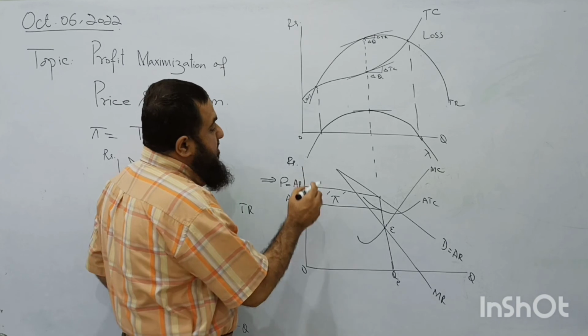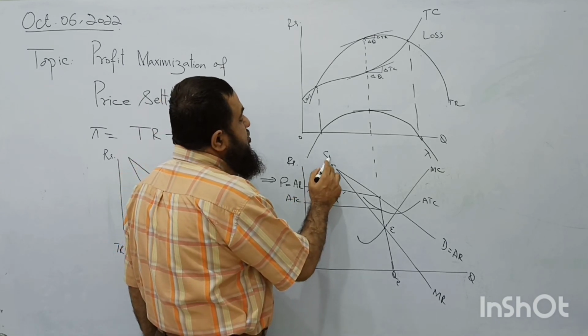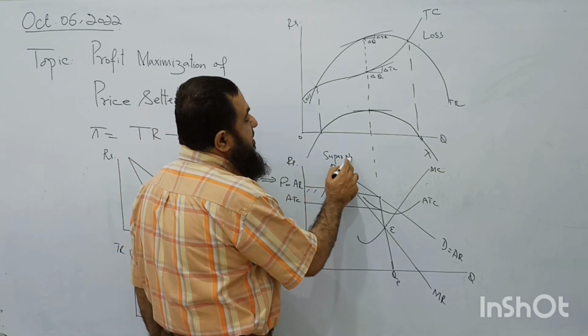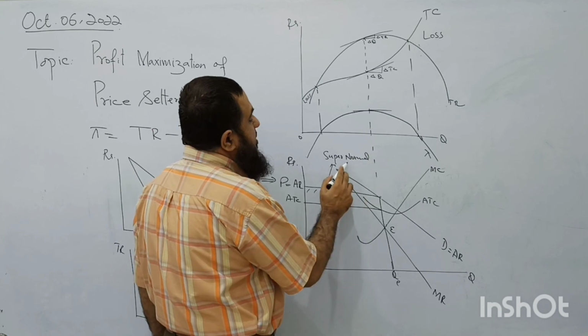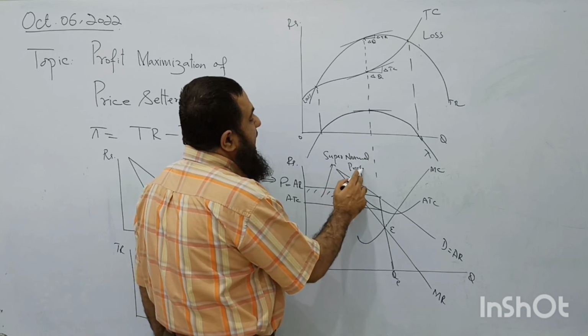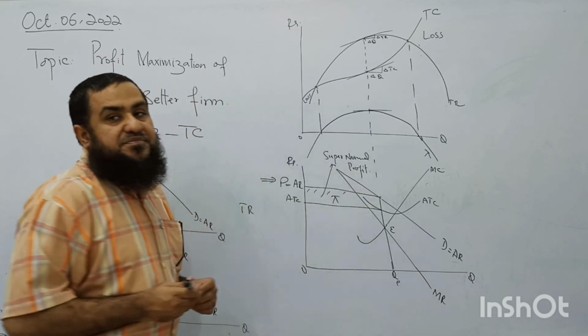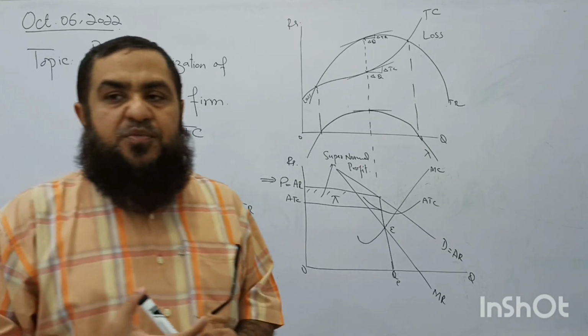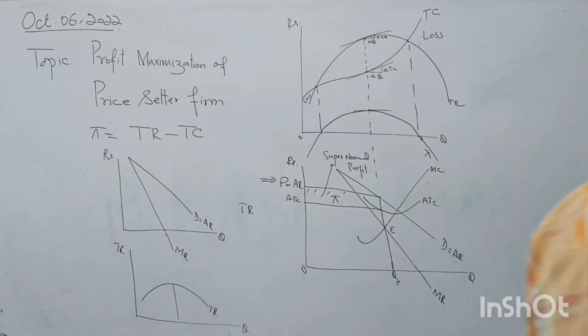So what type of profit is it? This is supernormal profit. Which profit is it? Supernormal profit or abnormal profit of the firm. Followed by point or not? So this is how a firm, when it is a price setter, will be able to decide the level of output where its profit is maximized. That's all for this topic.